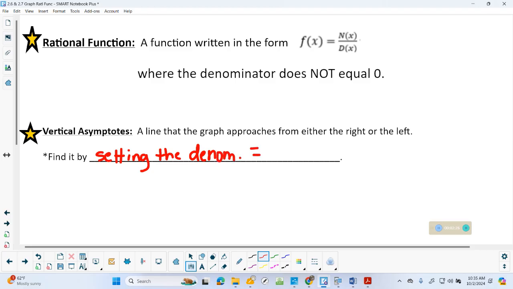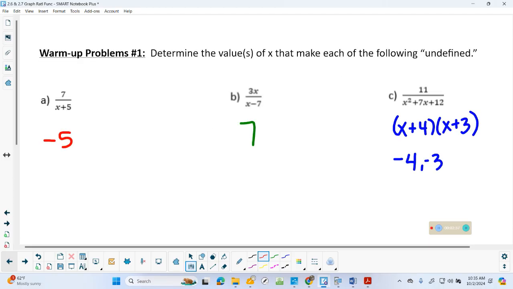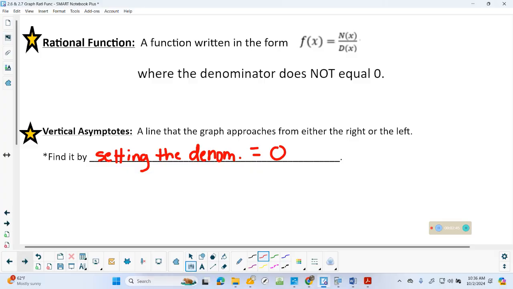equal to 0. And just like in those warm-up problems, most of you can just mentally do that and not have any work. You know, I'm probably going to be dramatic and draw some work. So, of course, if I'm having to graph this, -5 is my vertical asymptote. 7, vertical asymptote. -4, -3, vertical asymptotes, plural.